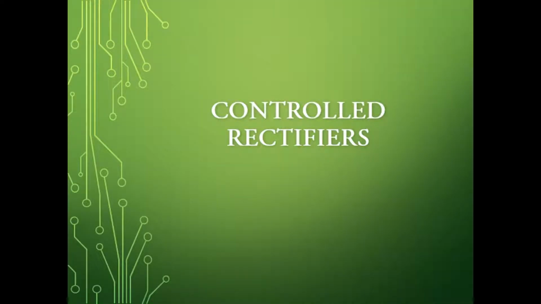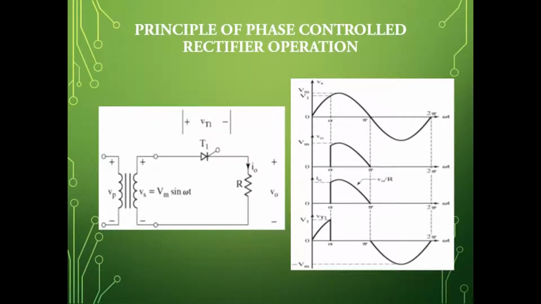Welcome you all. In this session, we'll see the working principle of phase controlled rectifier and its performance parameters. So we have a half wave rectifier circuit wherein you can observe it looks similar to a diode rectifier, but the diode is replaced by a thyristor. Other than that, everything is same.